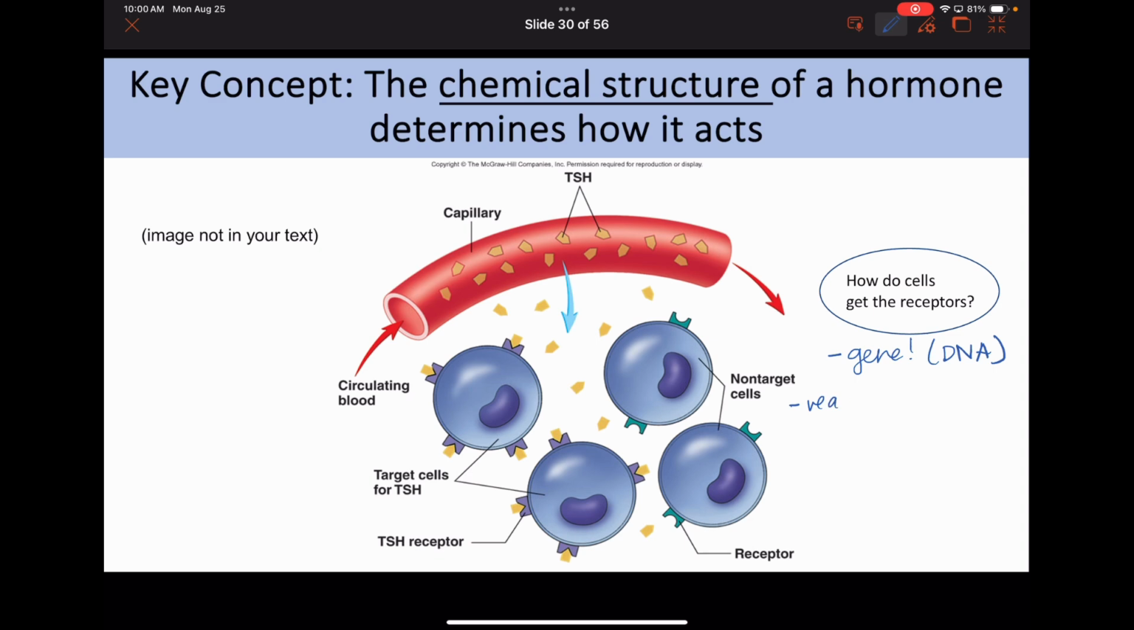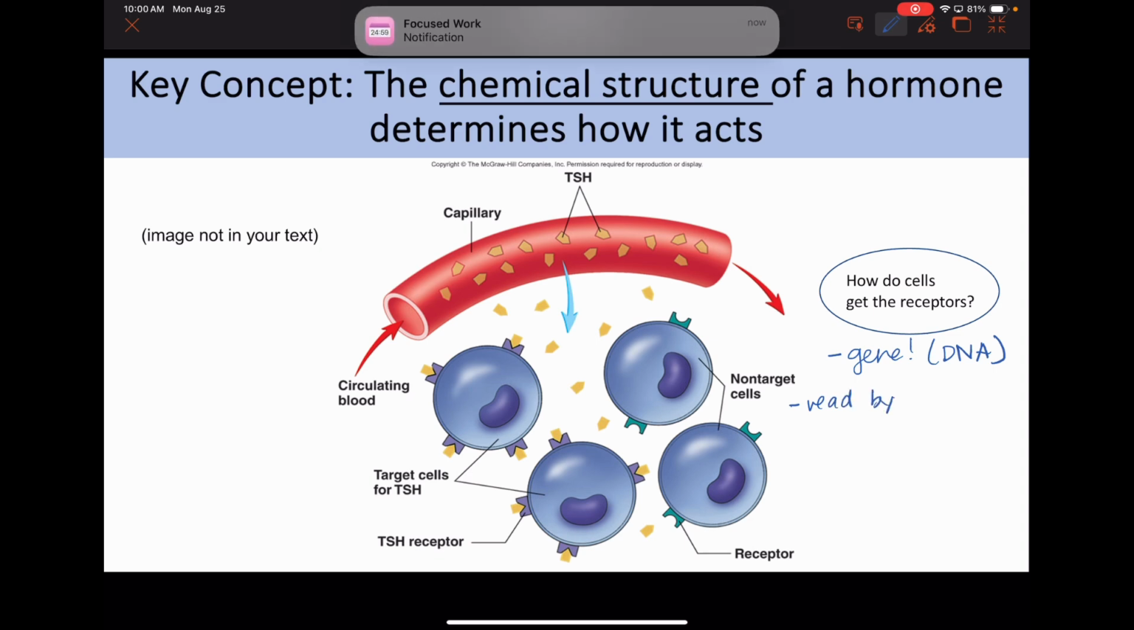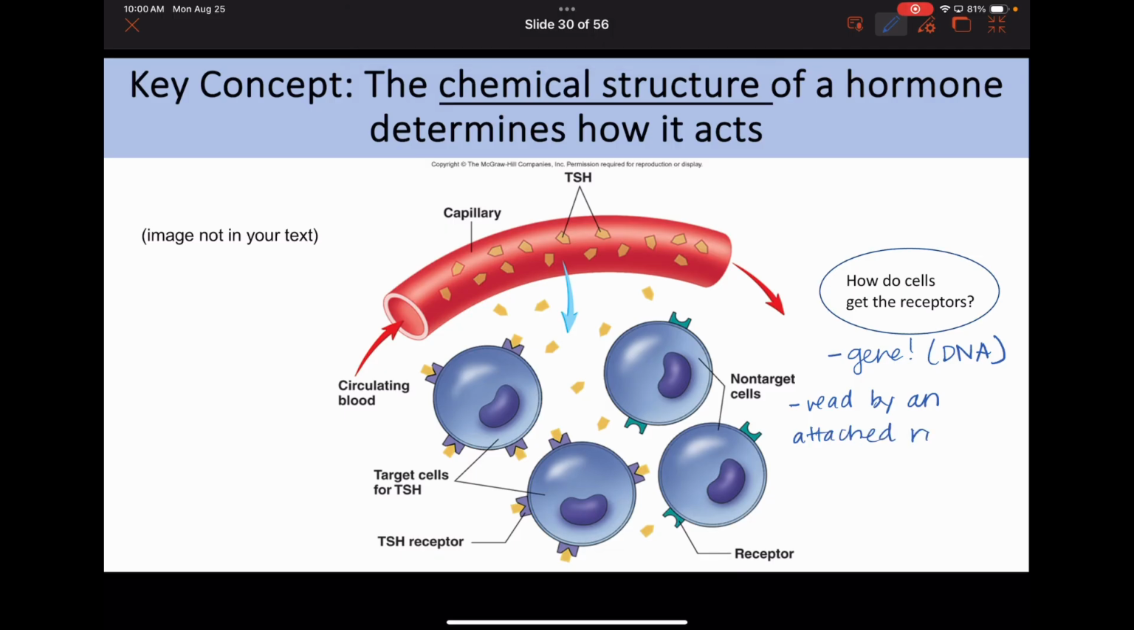This gene is going to be read by an attached ribosome if the receptor is on the surface. And this gene will be read by a free ribosome if it's an internal receptor.